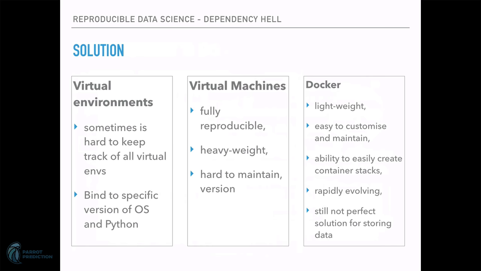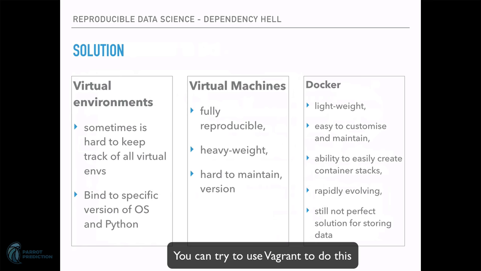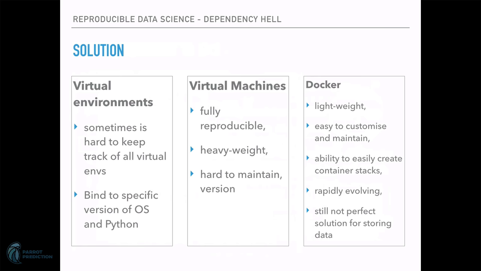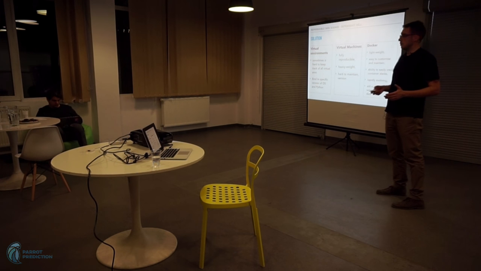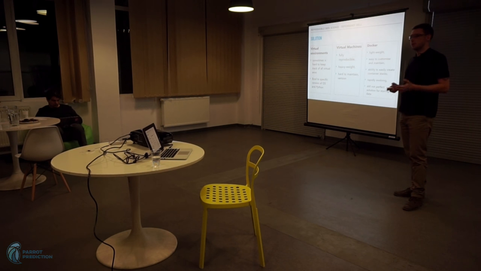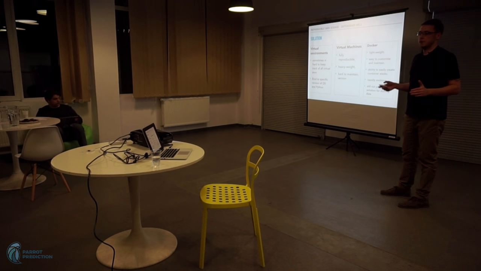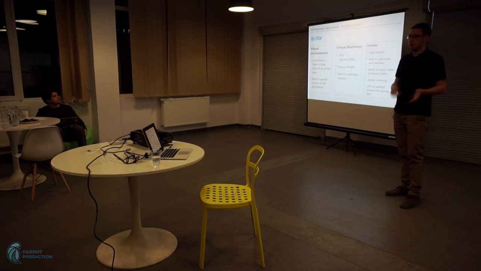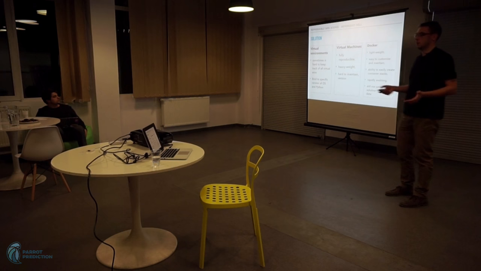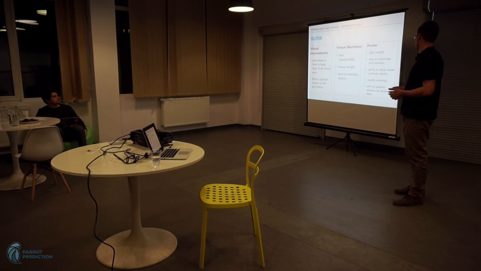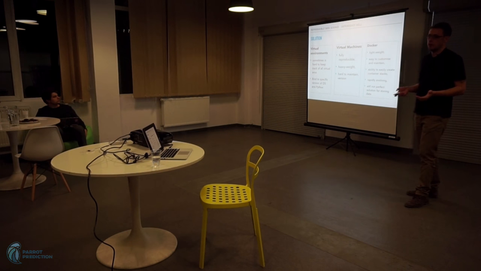On the other hand, we have virtual machines. They are fully reproducible, but the problem with them is that they are really heavyweight, and therefore hard to maintain and to version. And in my opinion, the easiest way to use is Docker, because they are really lightweight, they are easy to customize, maintain, version. You can create very sophisticated technology stacks with them. But the problem with this solution is that it is very rapidly evolving. Some Dockerfile definitions that I wrote 2 months ago are now deprecated because authors constantly keep introducing new changes, so you need to adapt very fast. And it is still not the perfect solution for storing data. There are various concerns that Docker failed in production when there was some MySQL or Elasticsearch container storing data because it wasn't playing very well with the underlying file system.